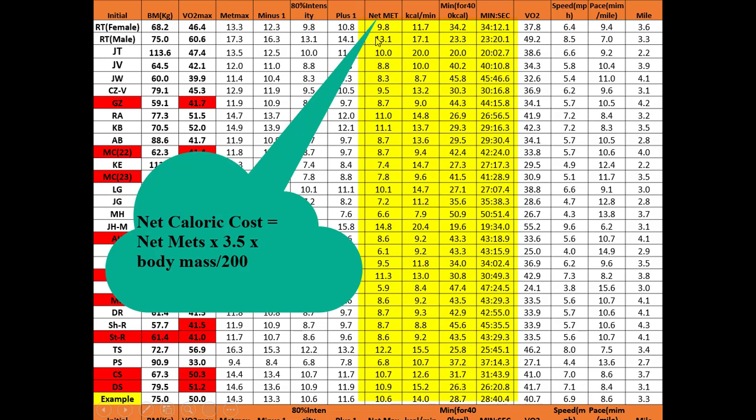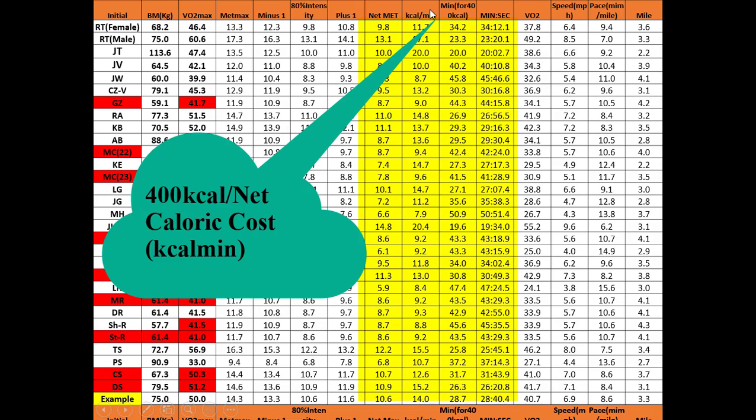How about class? Does it make sense? And this net METs, multiply by your body mass, multiply by 3.5 and divide by 200. That is kilocalories. That is the net cost, right? So kilocalories per minute is here. So please check. And the next one is 400. This one, 400 kilocalories, divided by your kilocalories per minute shows the time, right? But this is a decimal number time.